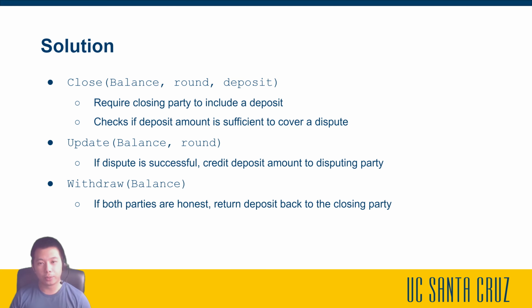When Alice wants to dispute, she will simply call the update function. And because the state that she sent is newer, the dispute will be considered successful and the deposit amount will be credited to her balance. Now, when it comes time to withdraw, if both parties are honest, the deposit will simply be returned to the closing party.